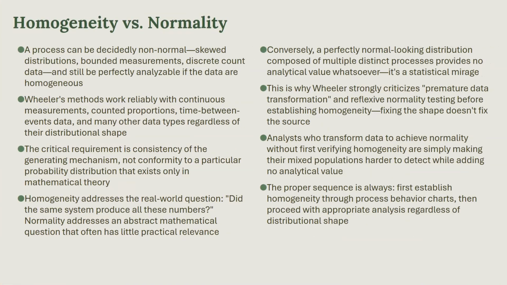A process can be non-normal and still perfectly analyzable if the data are homogeneous. The critical requirement is consistency of the generating mechanism, not conformity to a mathematical distribution. Homogeneity addresses whether the same system produced all numbers, while normality is often irrelevant. Wheeler criticizes premature data transformation and normality testing before homogeneity.